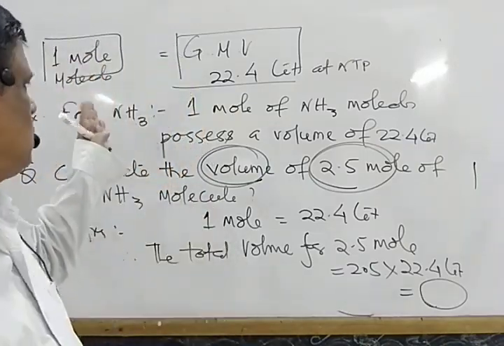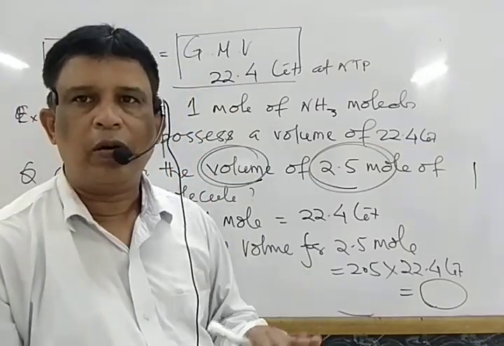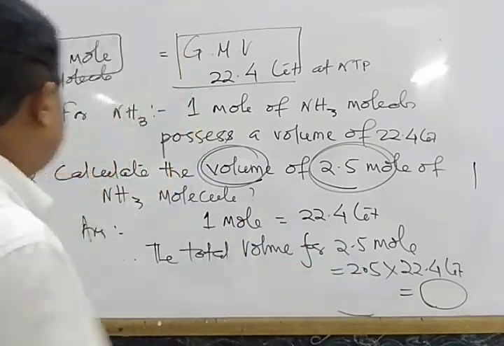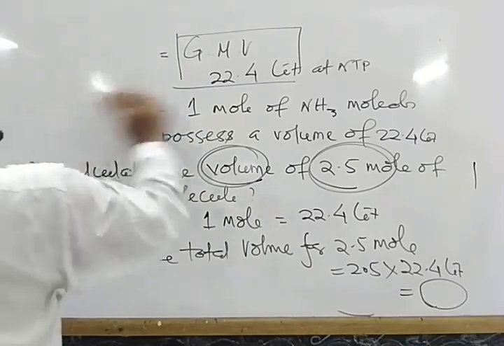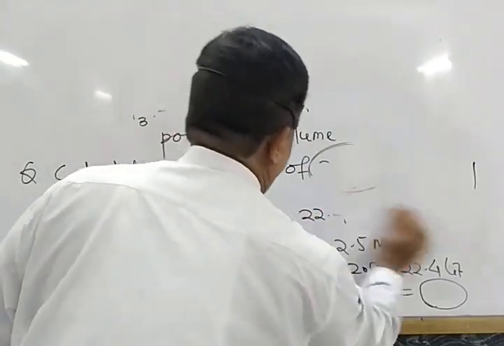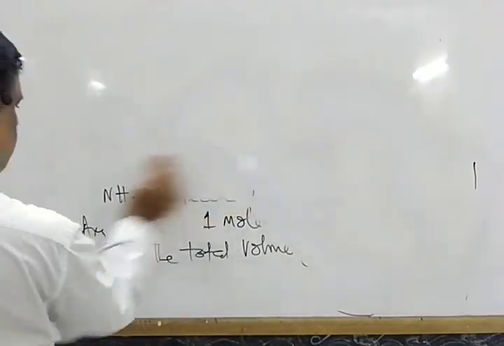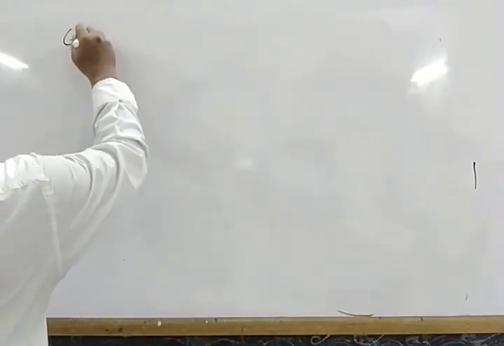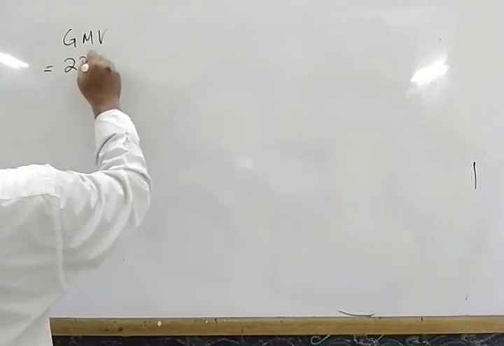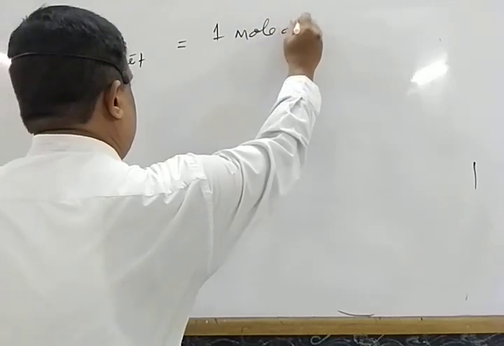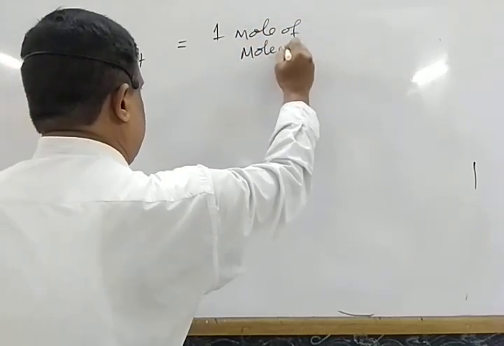At NTP, 1 mole of that molecule possesses 22.4 liter. Now the relationship of mole with volume. Now the alternate relationship, of volume with mole. Mark the relationship. Now build up the relationship with volume, that is GMV, equivalent to 22.4 liter, equivalent to 1 mole of molecules.